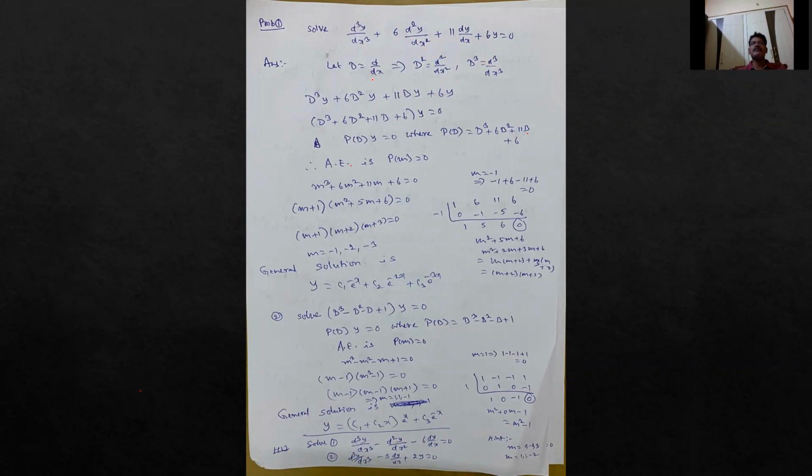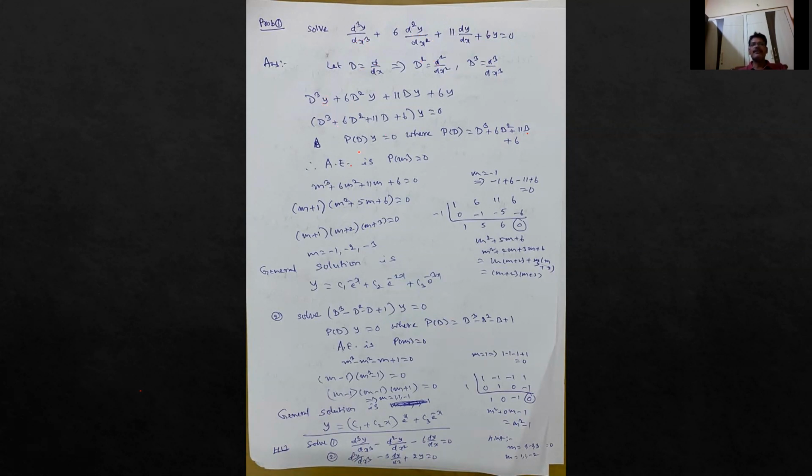Just like capital D equal to d by dx, then automatically D square equals d square by dx square and D cube equals d cube by dx cube. So from this, this can be written as D cube y plus 6 D square y plus 11 Dy plus 6y equal to 0. So this can be written as D cube plus 6 D square plus 11 D plus 6 of y equals 0.